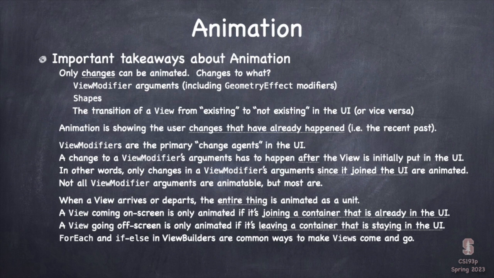You only get animated if you come on screen and you're already in a container view that's already there on screen. And same thing, if your view is going off screen, it's only going to get animated if it's leaving some container that's staying on screen. Because if the container goes off with you, then the only animation going to happen is whatever the container is animating. Now, how do views come and go?